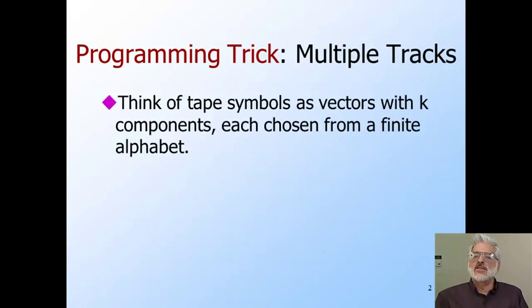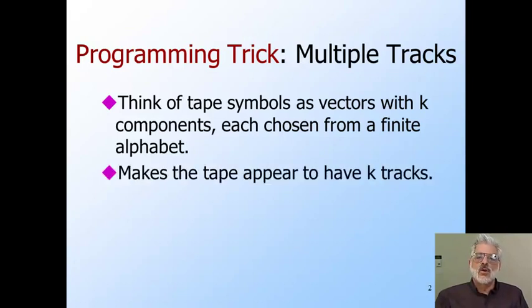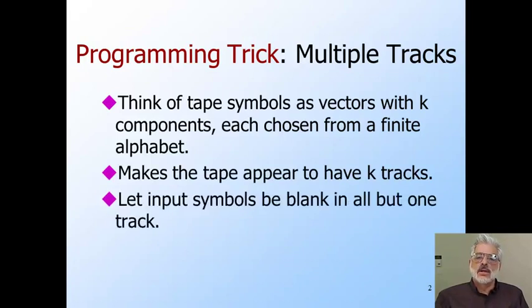We get k tracks if we think of each tape symbol as a vector with k components, each component chosen from some finite alphabet. We can think of the ith component of each tape symbol as forming the ith track. Input symbols will have the blank symbol in all components but one, which then becomes the track on which the input is placed.